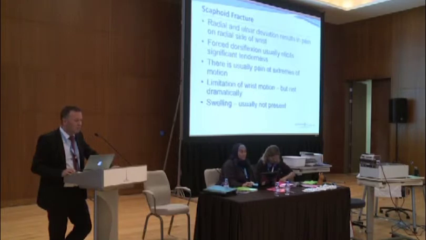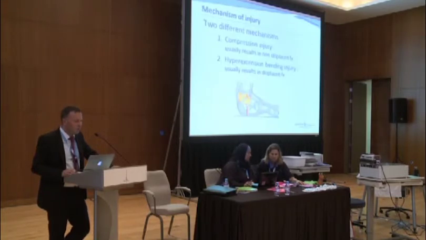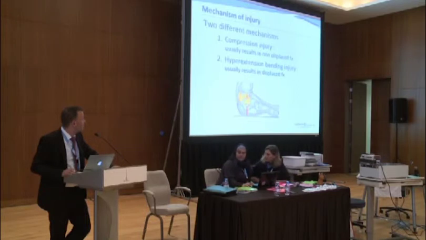And the mechanism of the scaphoid fracture is a forced dorsiflexion. The patient comes to you with pain on extreme motion, and on the scaphoid there is a little bit of swelling, but not usually. And you know that for the fracture of the scaphoid there are 2 different mechanisms. One, compression injury, that's the more classical, and the other is the hyperextension with a bending injury.